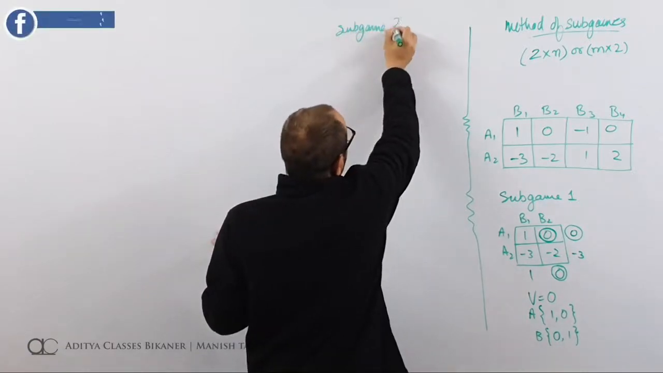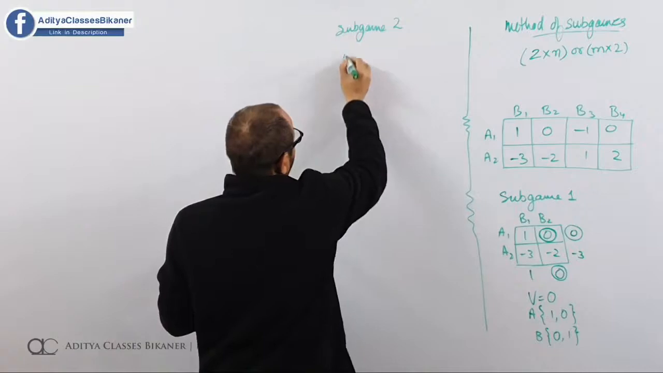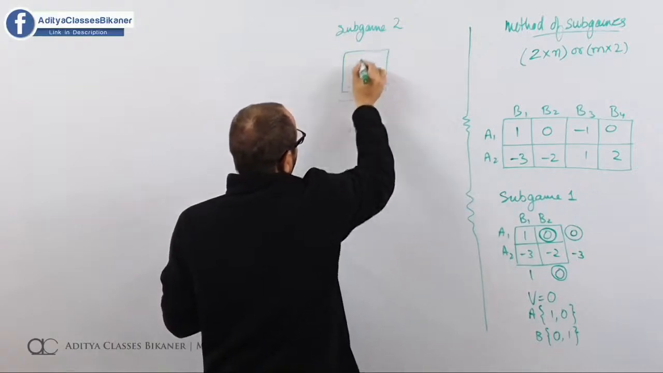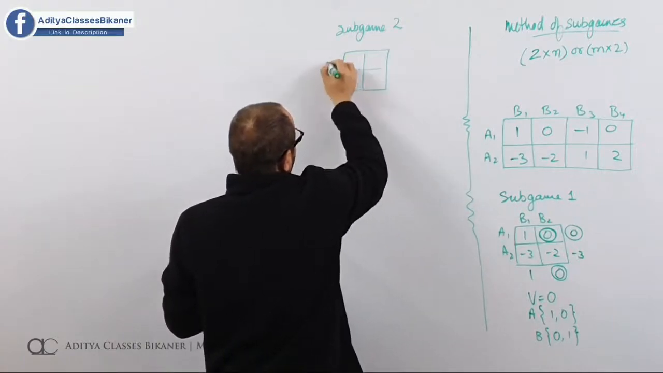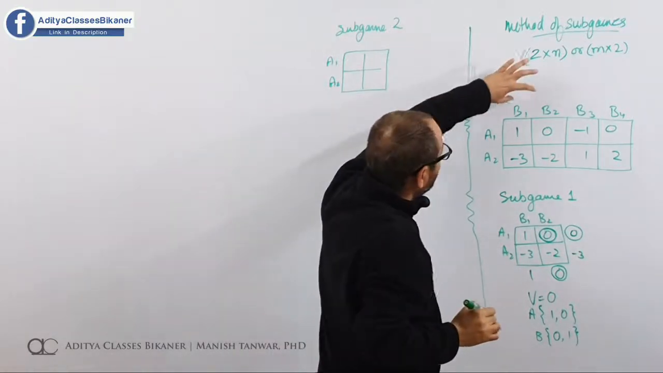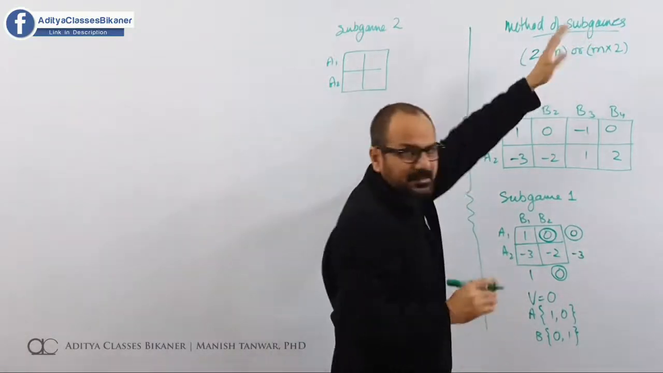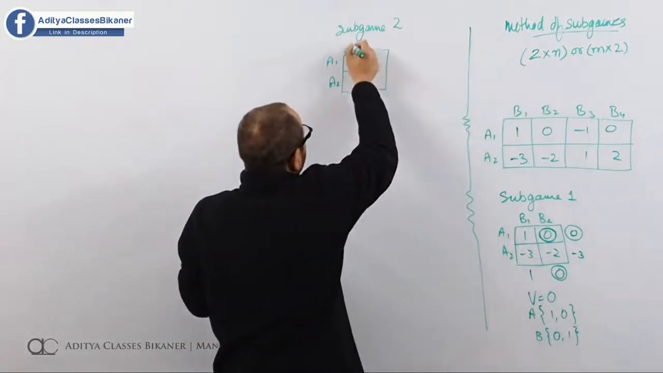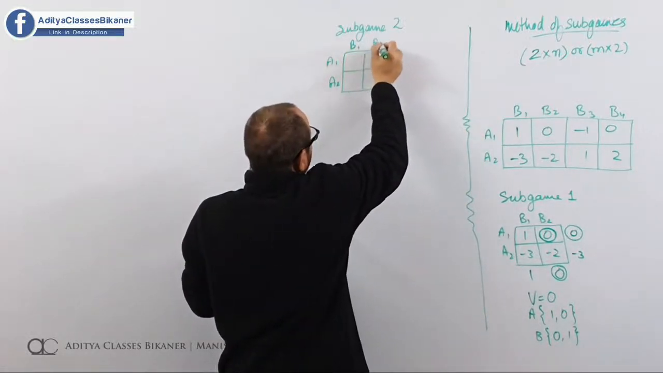Subgame 2. As far as rows are concerned, we only have A1 and A2. But for columns, I'll take B1 and B3. That will become another subgame. B1 and B3.